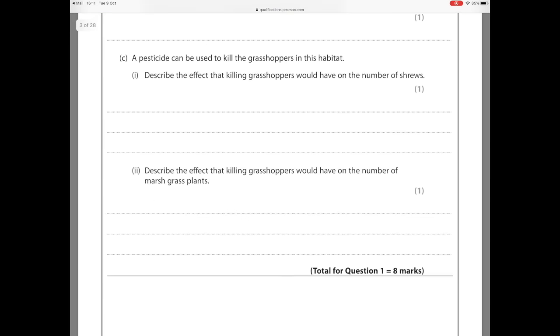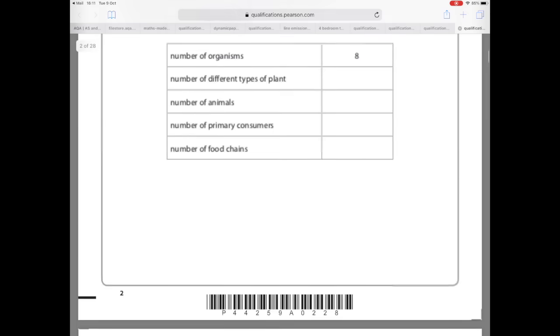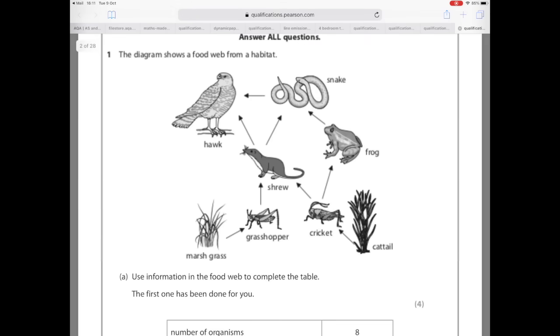Describe the effect that killing grasshoppers would have on the number of marsh grass plants. So if we have fewer grasshoppers, we can see that they won't be eating the marsh grass as much, which means that the marsh grass population will increase.